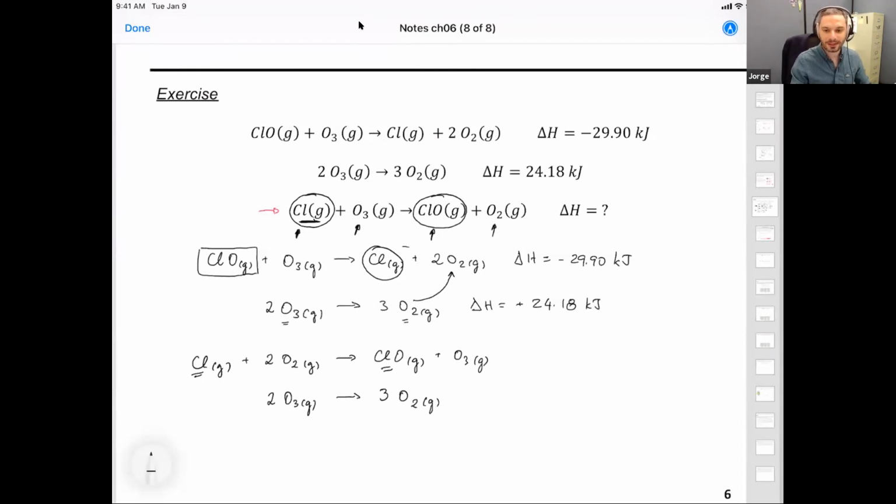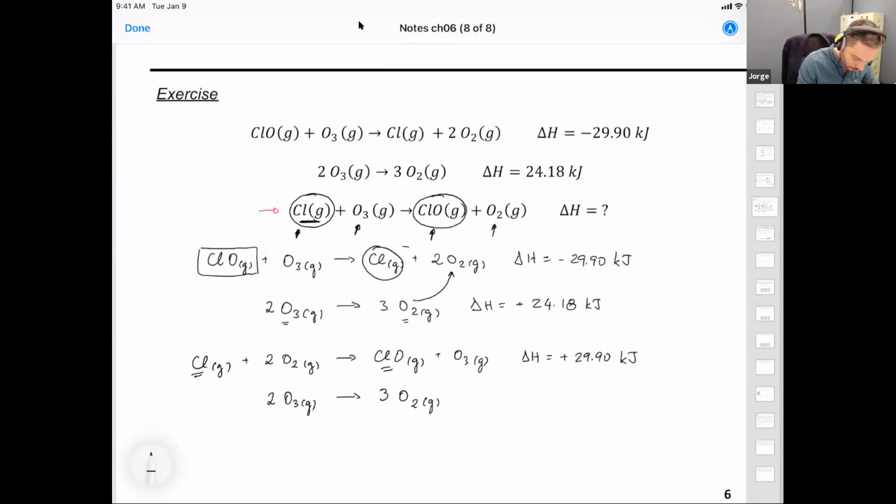Now let's write the delta H's. Delta H for the first reaction is going to be plus 29.90 kilojoules. Pay attention to the fact that I flipped the first reaction. Therefore, the delta H sign has to be changed as well. That's the reason now we have plus 29.9.